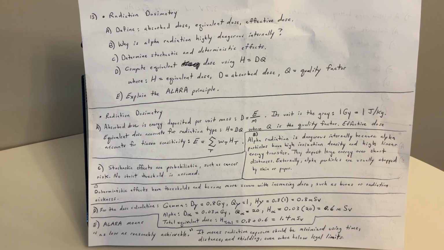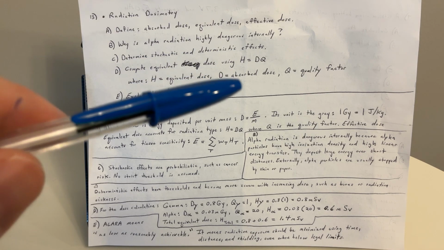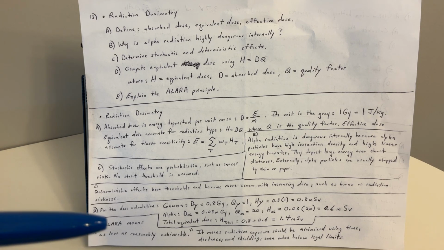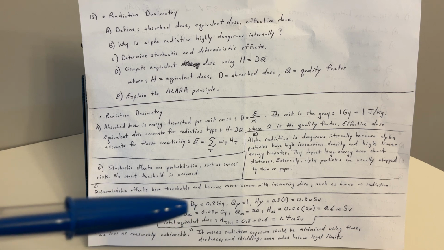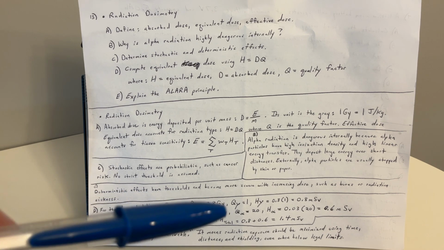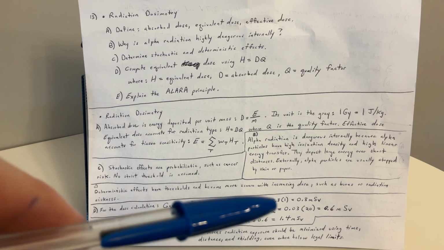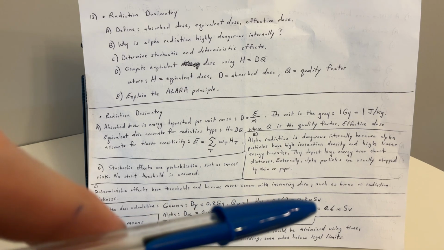Compute equivalent dose using H equals DQ, where H is equivalent dose, D is absorbed dose, and Q is the quality factor. For the dose calculation, if we have a gamma, D gamma equals 0.8 Gy, and Q gamma equals 1, H sub gamma equals 0.8 times 1. That's 0.8 mSv.